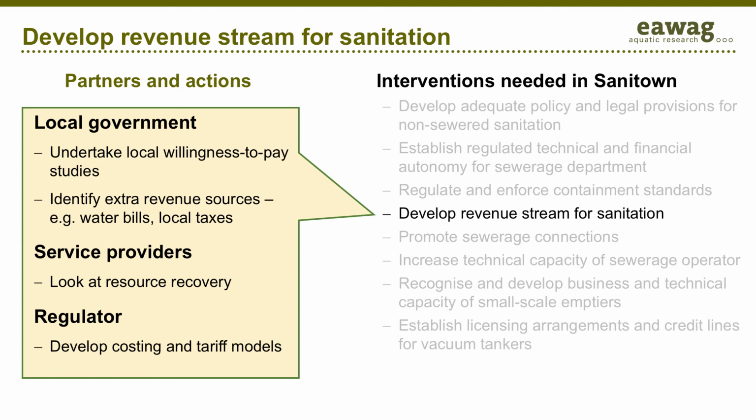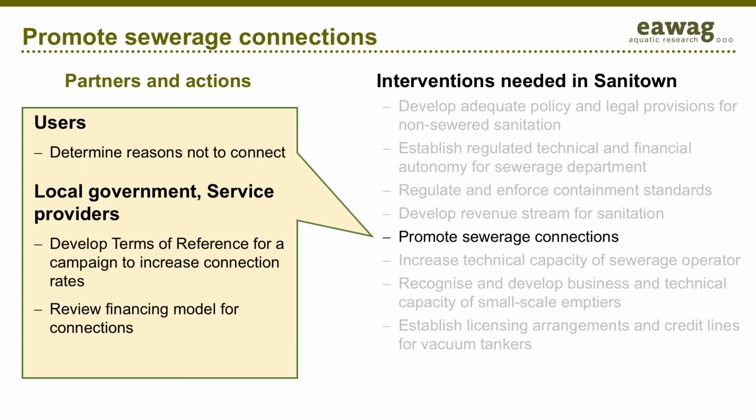In this context, we can note that this involves balancing user willingness to pay with resources available from other revenue streams and the sale of reused products. As well as piecing this together, you'll need to work with the entity responsible for regulating tariffs on a model for determining prices. Increasing sewerage connections requires an understanding of why people have not connected.